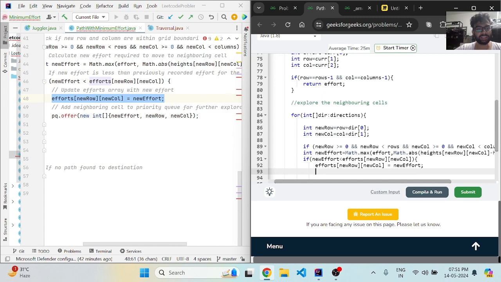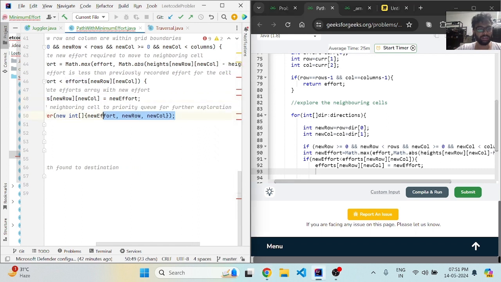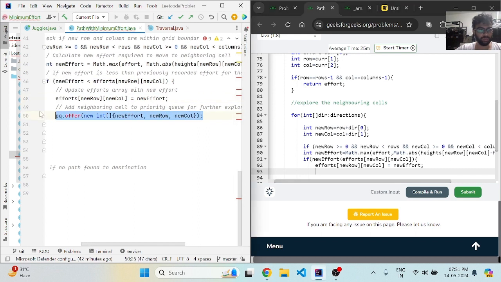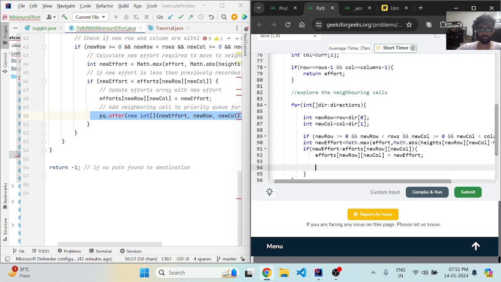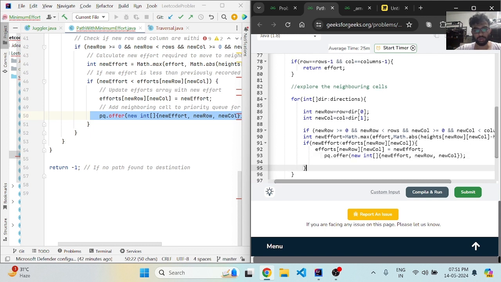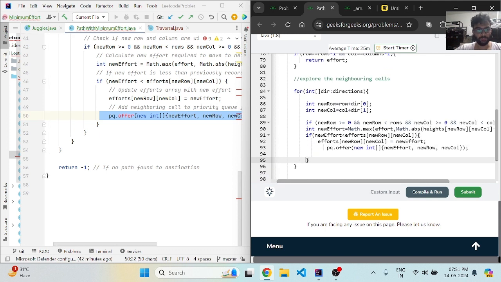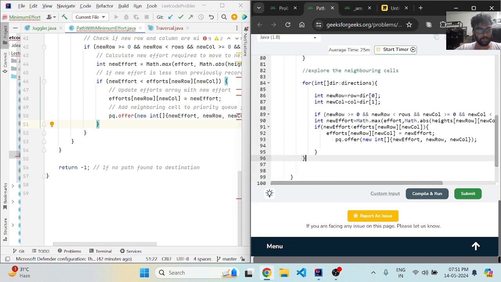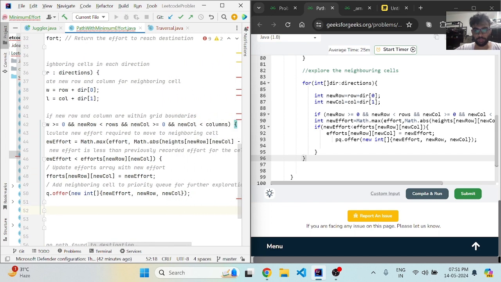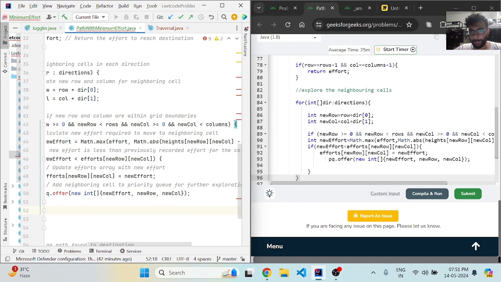Finally, we have to add the neighboring cells to the priority queue for further exploration. So we are going to add the neighboring cells to the priority queue for further explorations. We are closing the if statement. We are closing another if statement.